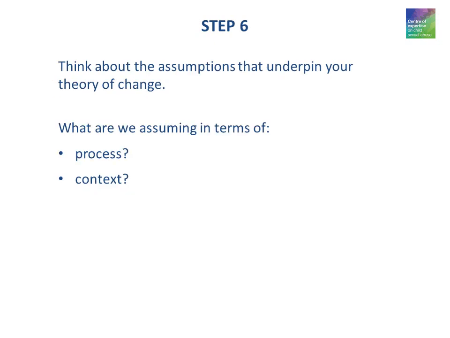The final step is to think through the assumptions that underpin your theory of change. You need to ask yourself, what are we assuming or relying on in terms of both the process itself, so what do we have evidence for or not have evidence for in terms of the way we've ordered our outcomes, and in terms of the context in which we're operating, what else might affect the work that we're doing.